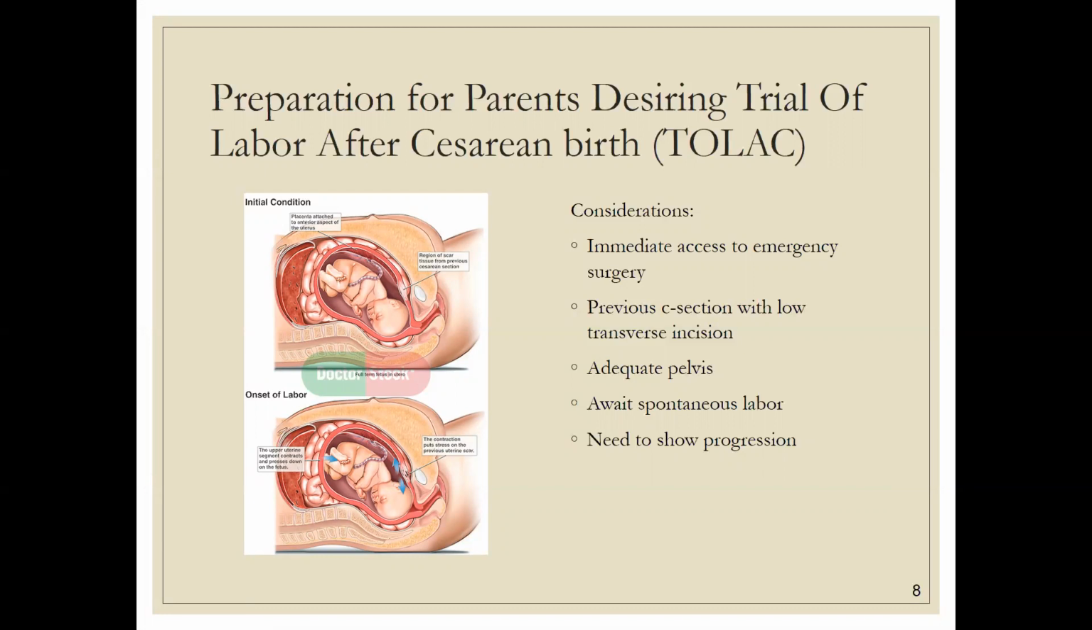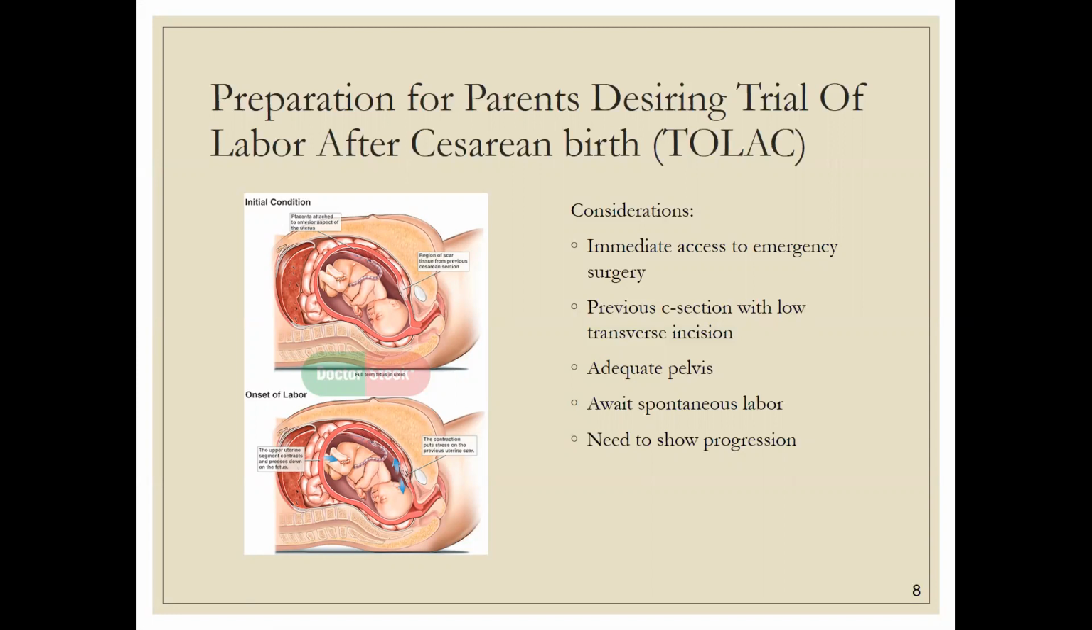And the nurse can supply information about the criteria necessary to attempt that trial of labor and identify some decisions to be made regarding the birth experience. So again, they should probably have two birth plans in place. If they're going to try the TOLAC, make sure that they have another birth plan in place in case they need to have another cesarean. The risk of actually having another cesarean is higher.